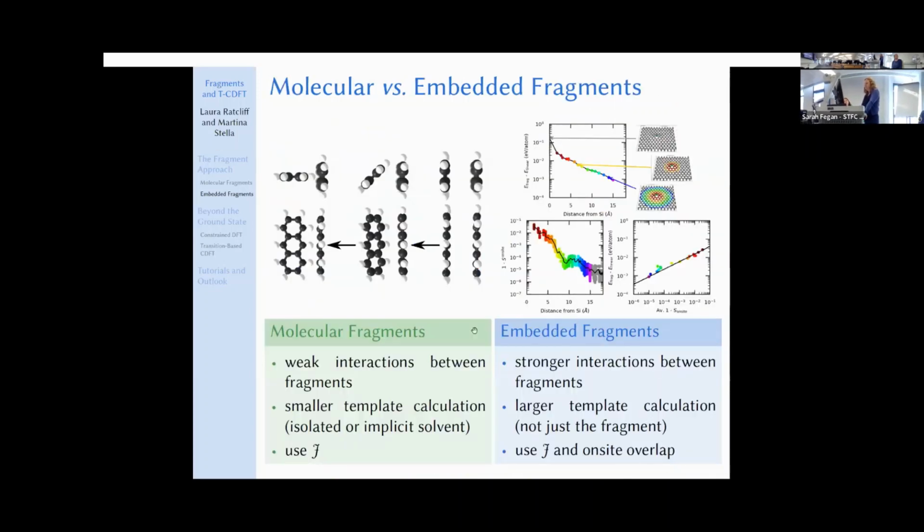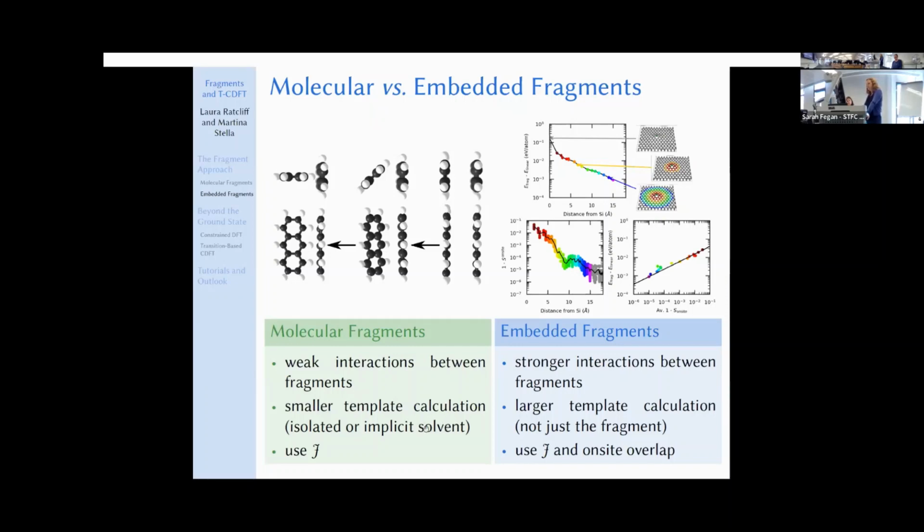Yeah, so just to summarize, we have these two different approaches to fragments: the molecular fragments side, where we want to have weak interactions between the fragments, and embedded fragments where we're allowed to have stronger interactions between the fragments. So it could be the nanotubes, it could also be graphene, or it could be something in a biological context where you had, say, the amino acids strongly interacting with each other, and you wanted to use those as fragments.